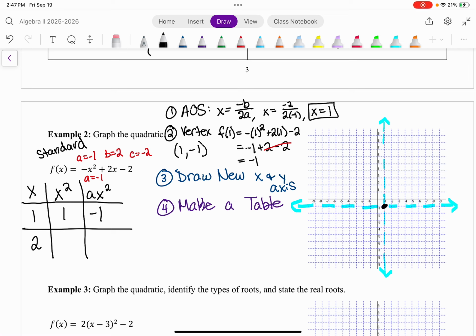Next, we're going to take 2 and square it. 2 squared is 4. And then we'll multiply that 4 by -1. And that gives us -4. Okay. Now, when we are plotting or using a coordinate grid, we only need 2 values. We are only going to be using the values that are on the outside of this table. So we are going to plot these points from our new origin.